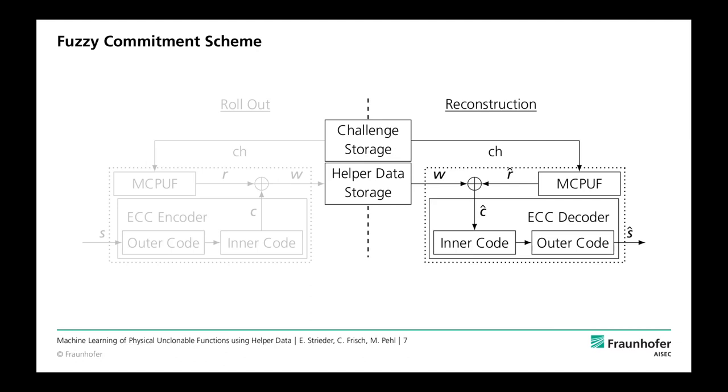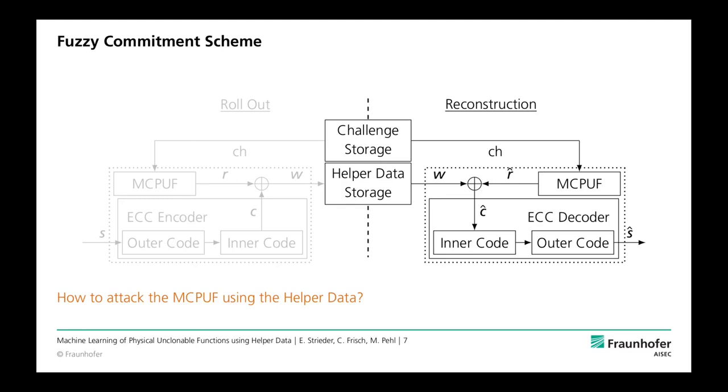In the reconstruction phase, the helper data is unmasked by applying the same challenges to the multi-challenge PUF as in the rollout phase. Since we are now in the reconstruction phase, the PUF responses are potentially noisy. Therefore, the code word also contains noisy bits. The code words are then corrected by the error correction code and the secret is returned.